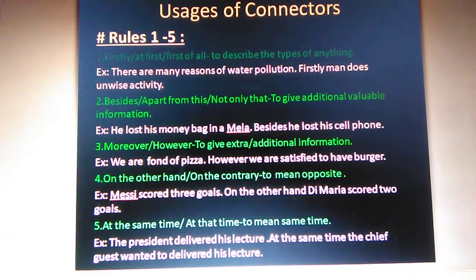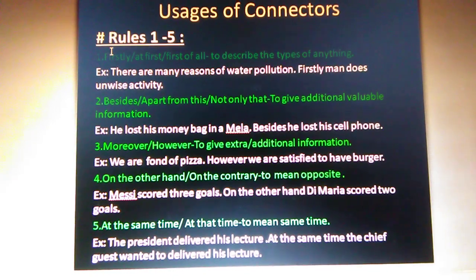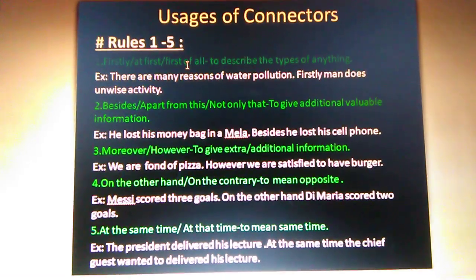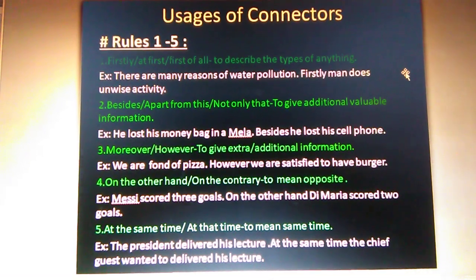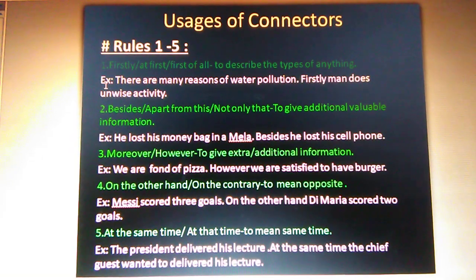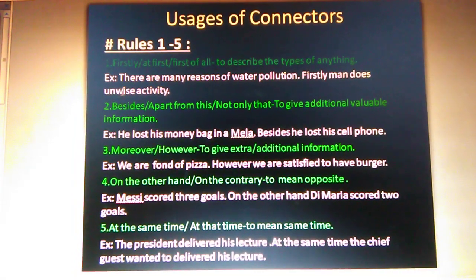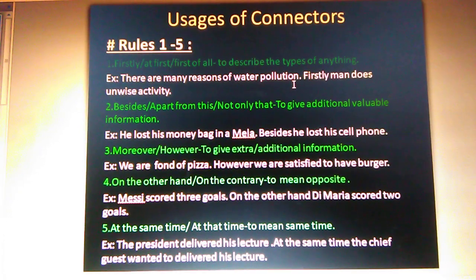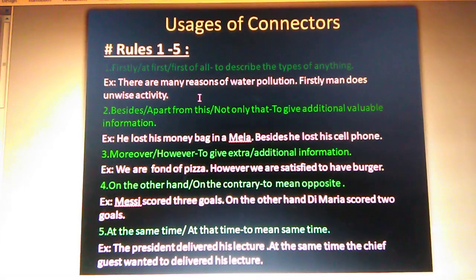Uses of connectors. Here we'll discuss some rules of using connectors. First of all, these three connectors are used to describe the types of anything. If you want to describe the types, then we'll use these connectors. Let's go for clarification in the example. There are many reasons of water pollution. Firstly, man does unwise activity. So I'm describing the types of water pollution here. That is why I'm using that one.